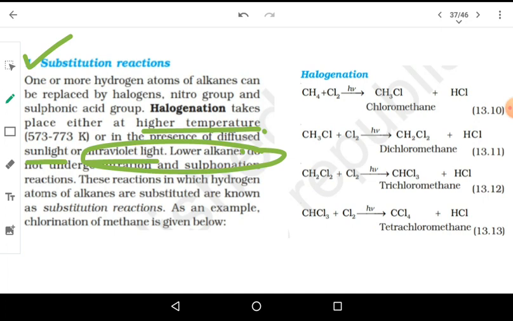So let us take the chlorination here. What is chlorination? We are substituting chlorine one by one. Here we have 4 hydrogens, so we remove one of the hydrogens and substitute it with a chlorine, so we get CH3Cl. Now if we substitute one more chlorine, we get CH2Cl2. If we substitute one more chlorine, we get CHCl3, and if we substitute one more chlorine, we will get CCl4.